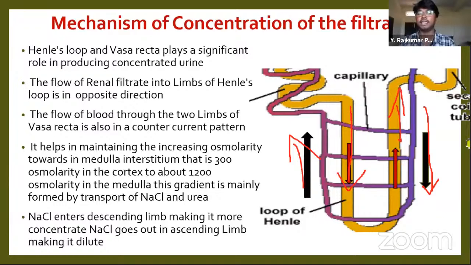NaCl enters the descending limb, making it more concentrated. Right? More and more concentrated. NaCl gets out of the ascending limb, making it so dilute. What happens in the concentration gradient, we will be learning in the next slide. Don't worry. You may be a little confused about it. We will clarify everything. Okay. Let's see further.